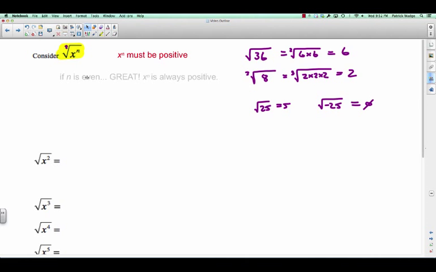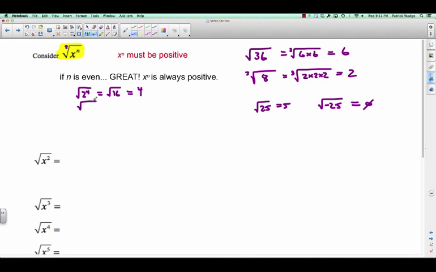So this amount inside has to be positive. Okay, if n is even, if the exponent is even, that's great, because x to the n is always going to be positive in that case. We said x to the n must be positive, and if n is even, it always will be positive, right? Whether x is positive or negative, if n is even, you're going to end up with a positive amount. So for example, if you wanted to find the square root of 2 to the 4th power, in this case n is even, it's 4, 2 to the 4th power equals 16, and the square root of 16 is 4, so that works out very nicely.